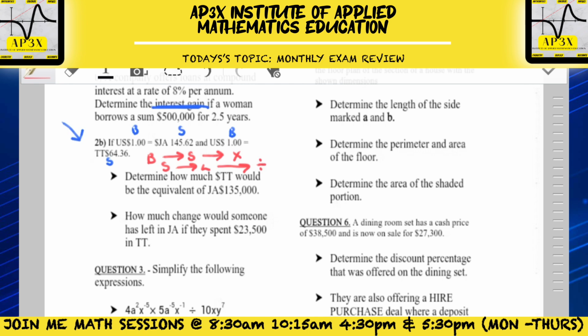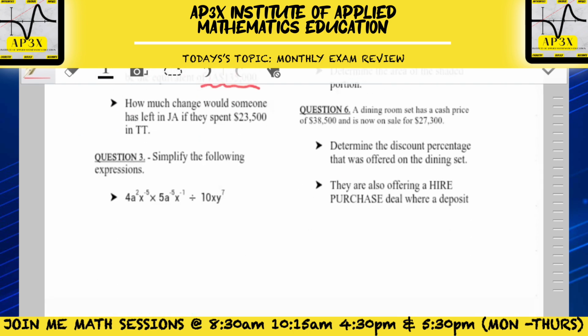Now, the very first thing here that is asked, and let's look at the exchange rate once more. US $1 is equal to Jamaican $145.62. And the US $1 is equal to Trinidad and Tobago dollars 64.36. Our job here is to determine how much TT dollars would be equivalent to Jamaican 135,000. So to answer this question, the first thing that we have to look at is, is there a direct exchange link between TT and Jamaican money? Well, according to this question, there is not. So this means that I would have to convert the Jamaican money to the US currency and then convert the US currency back to TT currency.